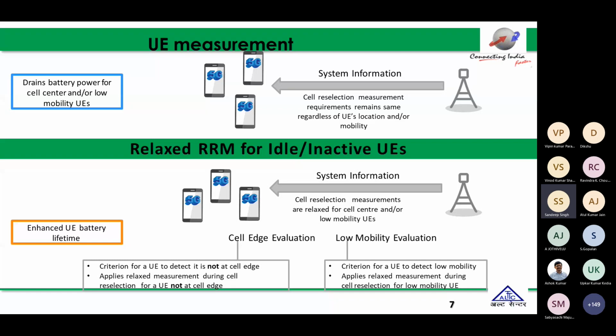There is a timer for 2G, the timer 3212. For 4G, there is a timer 3412, and for 5G, similarly, timer 3512.